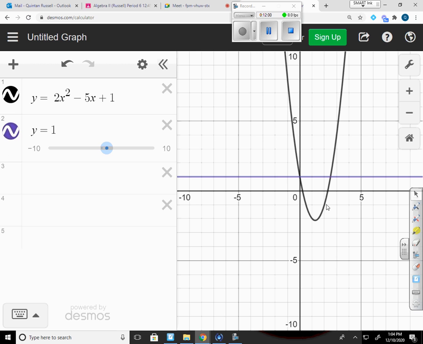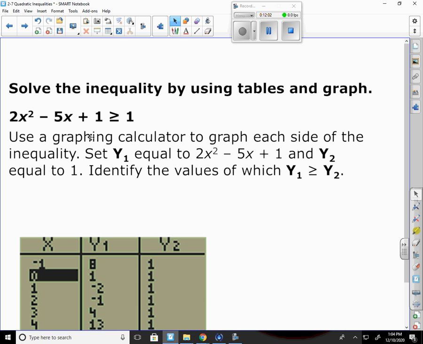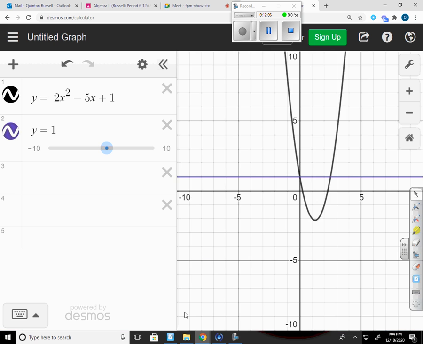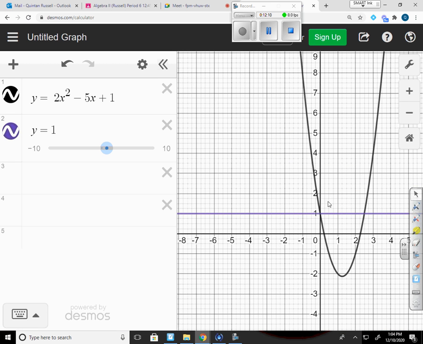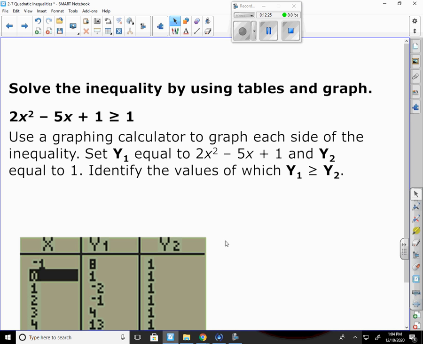And so now if I look back at what I'm trying to figure out, I'm trying to figure out where it's greater than or equal to 1. So my black is above the purple, starting at this point, going backwards. So it's going to be from -infinity to 0. And then it's also above it from 2.5 going to infinity. Since there's an equal sign underneath it, it tells me that it's brackets.